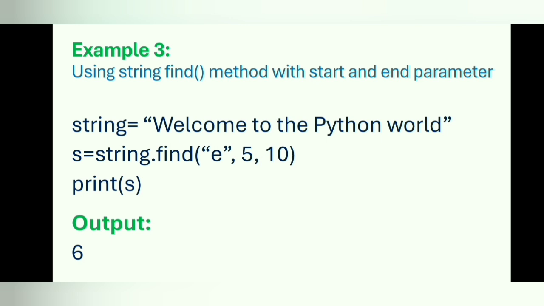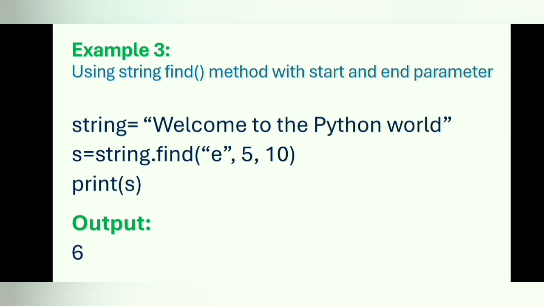In this example, we assign the string value "welcome to the Python world" to the variable string. In the following statement, we apply the string find method to this string by passing three arguments, the substring e, the start index value of 5, and the end index value of 10, and store the result in a variable s. Then the print statement print s prints the index of the first occurrence of the substring e in the string within the start and end values.